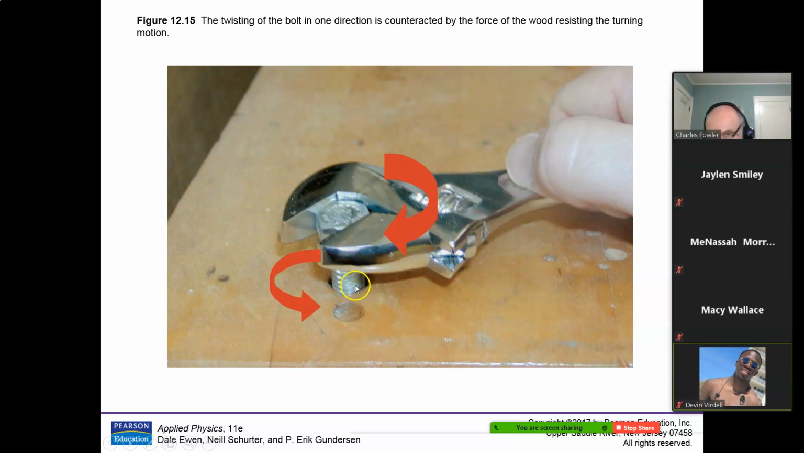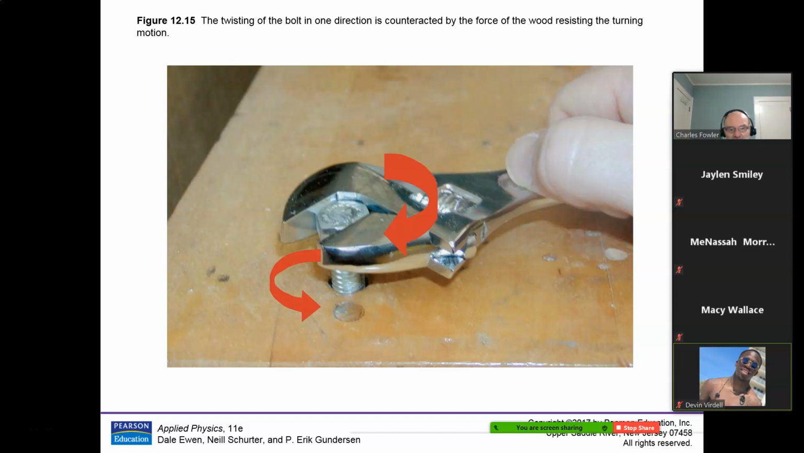Now this happens more if you're trying to loosen a tightened bolt, trying to take it out of there. If the bolt was rusted in place, it's not in the best of shape, and you're twisting, you may actually shear it, and it actually breaks. The twisting force of the bolt is counteracted by the force of the wood resisting the turning. This is going into wood. Usually bolts go into nuts, not into wood, but I guess it could go into wood as well.